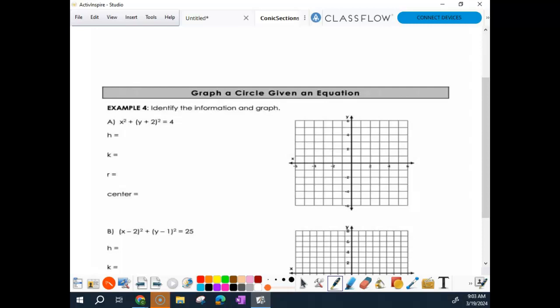So first of all, what's my H? 0. What's my K? -2. Right, it's plus, so it's -2. What's my radius? 2. The radius is the square root of 4, right? This is r squared. So the square root of 4 is 2. And that makes my center 0, -2. So here's my center right here, 0, -2. And then my radius, from there, I'm going to count out 2 all the way around.